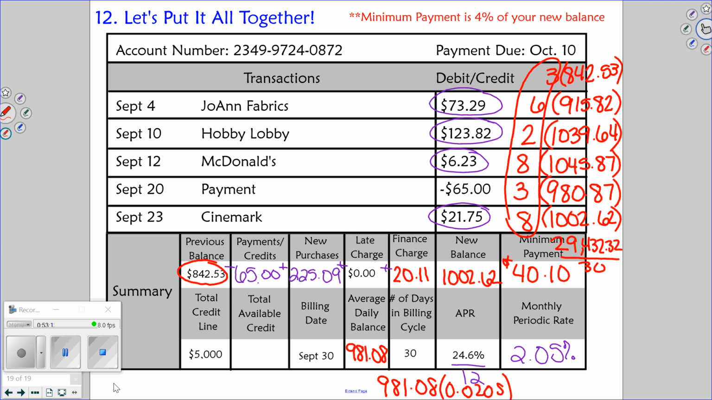All right, the only last thing we have to figure out then is our total available credit. So if my credit line was $5,000, what do I do to find how much available credit I have left? Subtract your new balance. Good. So $5,000 minus my new balance, $1,002.62. So we still have an available credit of $3,997.38.